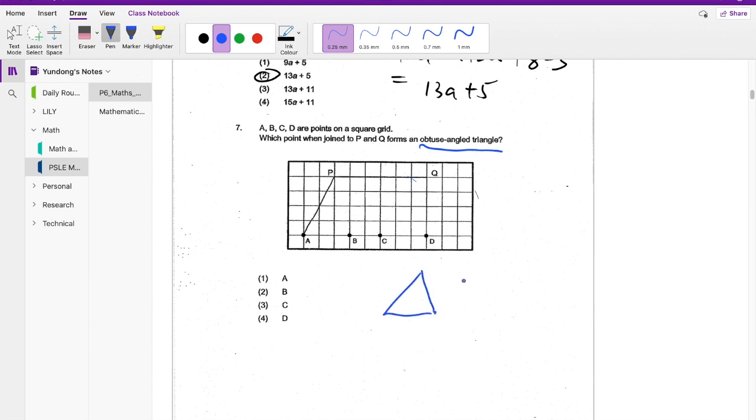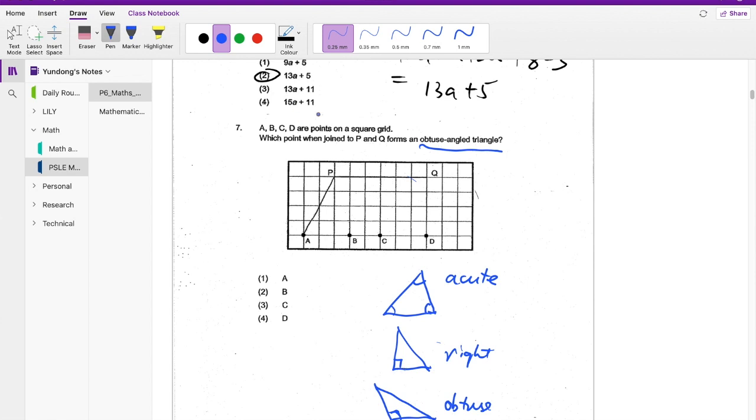First one is acute. This is acute angle triangle. It means that all the angles are less than the right angle. Or right angle triangle means at least one angle is the right angle. And the other one is called obtuse angle triangle. So this one, there is one angle which is larger than the right angle.